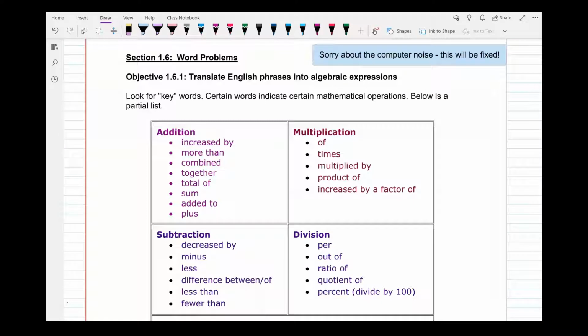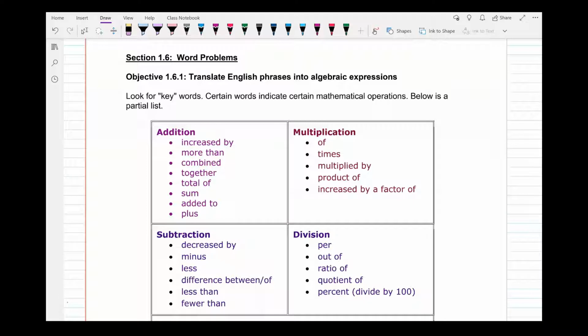And today we're going to be starting translating English phrases into algebraic expressions, which means basically turning keywords and words into math that we can solve. And then we're going to solve some word problems involving one unknown. So let's get right into it.